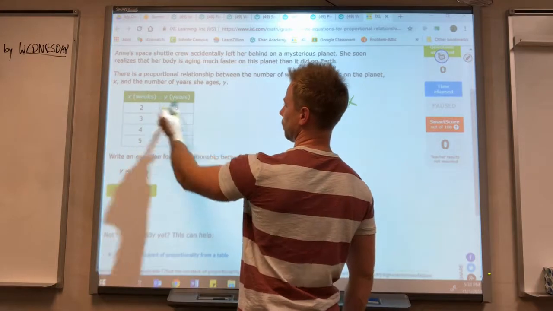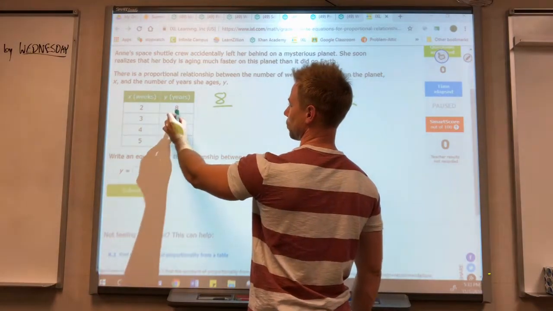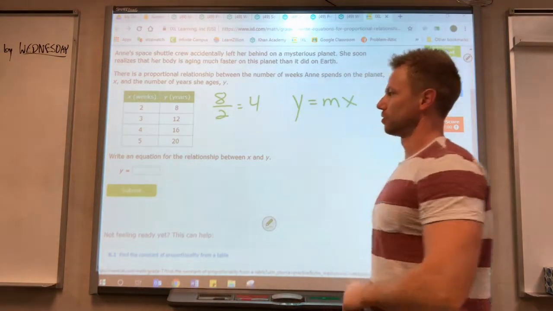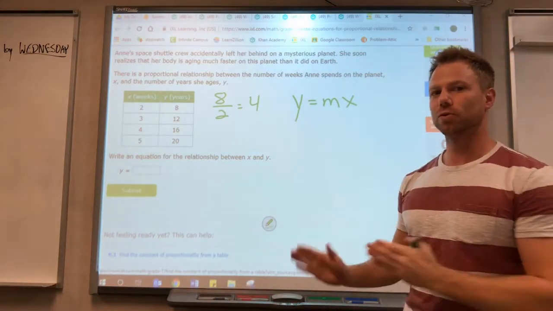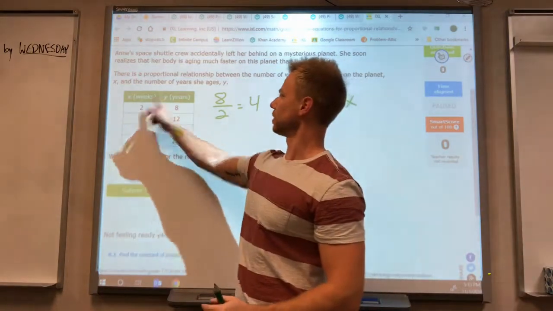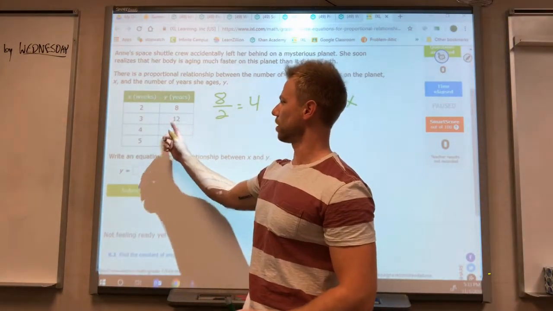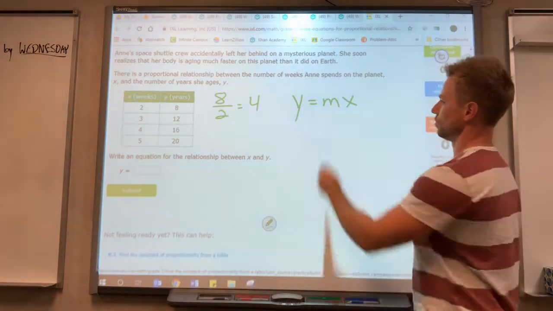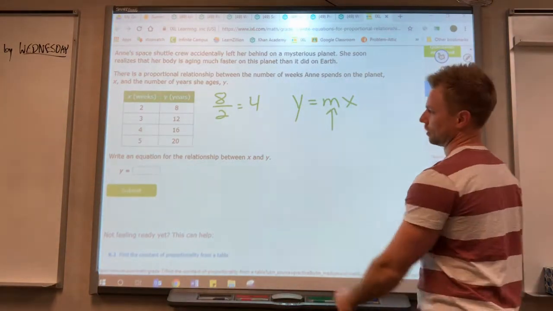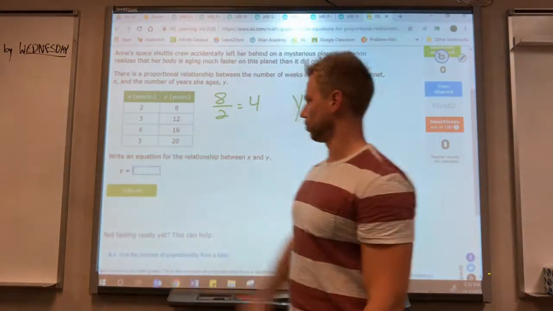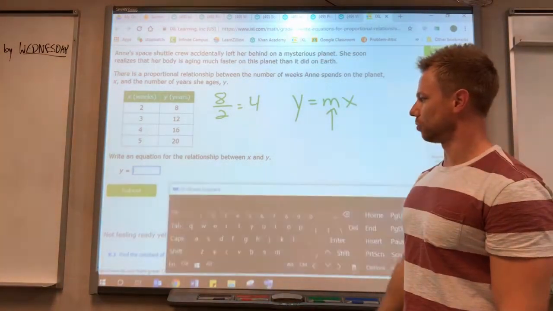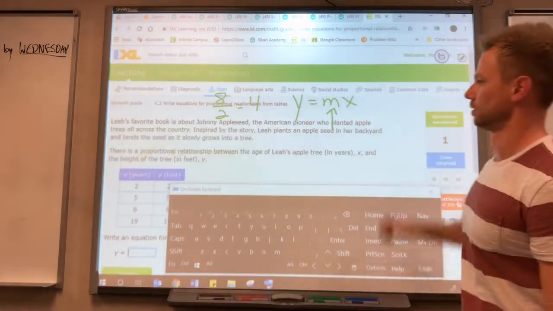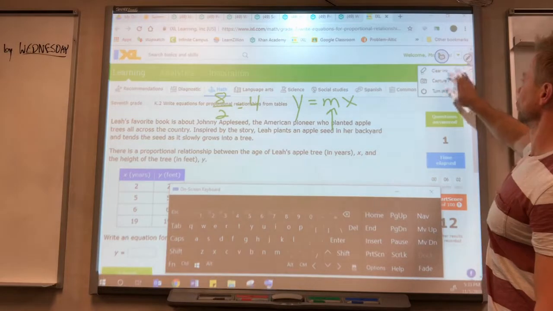Well, to figure out what we're multiplying, we're actually going to work backwards. We're going to start with 8, divide by 2, and that equals 4. So it looks like we're multiplying the first one by 4 to get the second one. 2 times 4 is 8, 3 times 4 is 12, 4 times 4 is 16, 5 times 4 is 20. So that would be our unit rate and the number that goes in our equation. So we have y equals 4x as our equation. Good. Let's try one more of those.